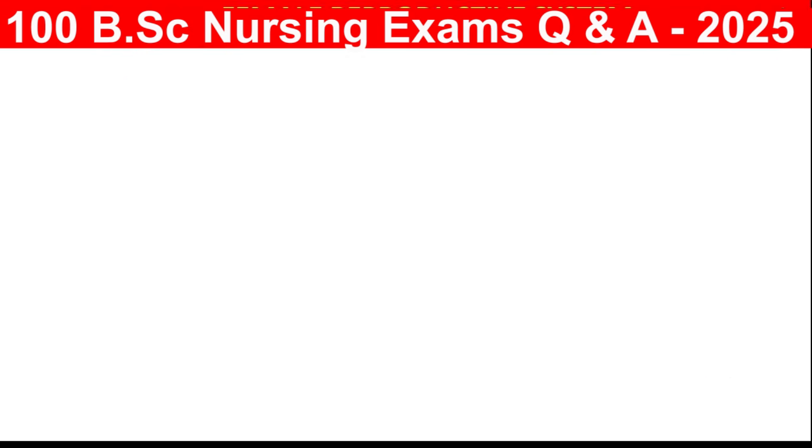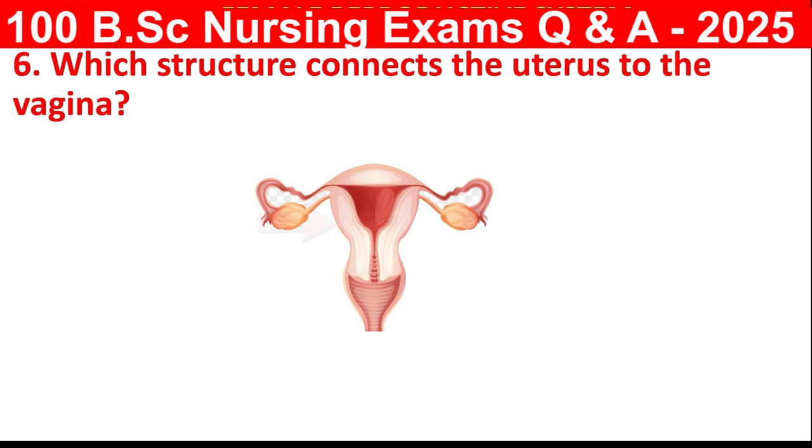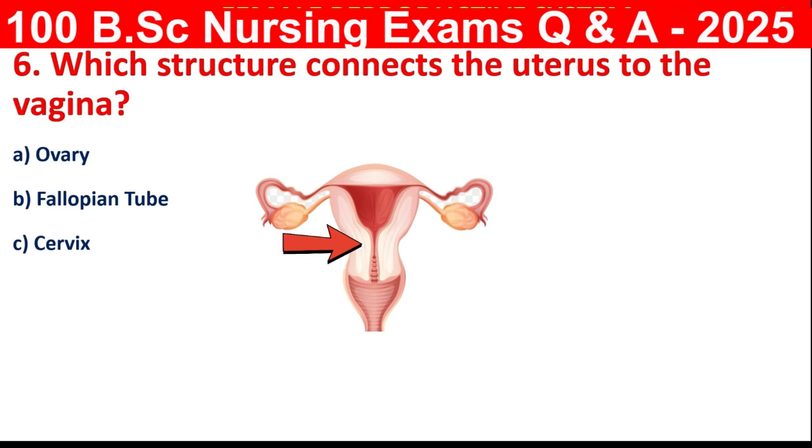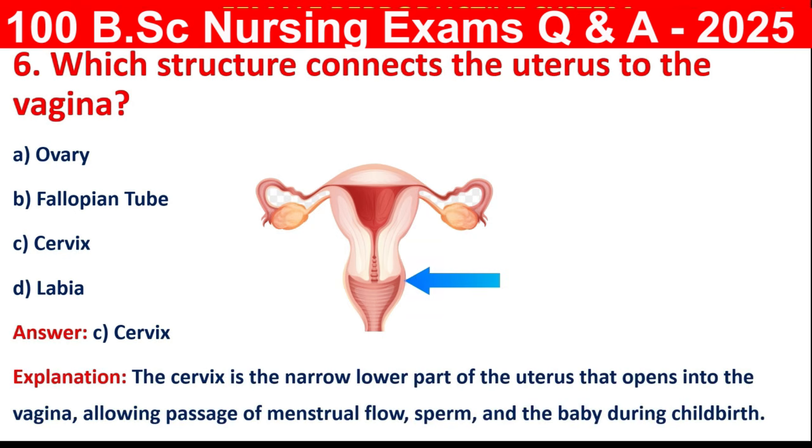Question number 6. Which structure connects the uterus to the vagina? Your options are ovary, fallopian tube, cervix, or labia. The correct answer is C, that is cervix. The cervix is the narrow lower part of the uterus that opens into the vagina, allowing passage of menstrual flow, sperm, and the baby during childbirth.